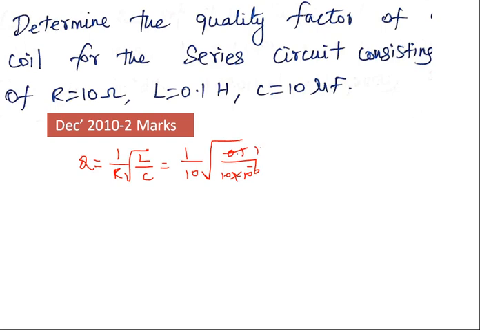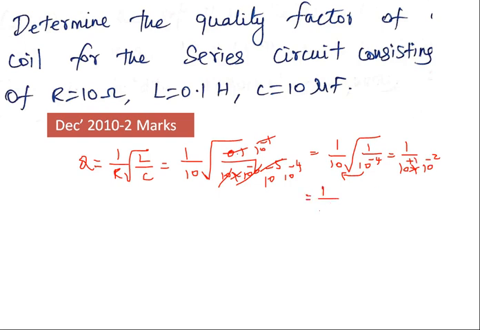So this will be 10 power minus 1. So this into this will be 10 power minus 5. So this will be cancelled, 10 power minus 4. So which is equal to 1 by 10 into root of 1 by 10 power minus 4. So root of 10 power minus 4 should be equal to 1 by 10 into 10 power minus 2. So 10 power minus 2 plus 1, which is equal to 1 by 10 power minus 1, which is equal to 10. So the quality factor is equal to 10.